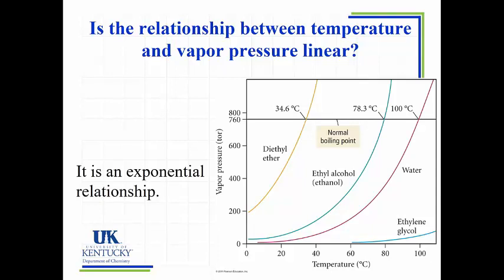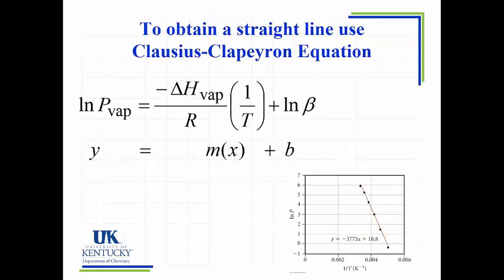But we can turn this relationship into a linear relationship with the natural log. If this is exponential, the inverse of that exponential function is a natural log function. So the way we turn this into a straight line is by using the natural log of those things. Now this is called the Clausius-Clapeyron equation, and this equation shows us that we can plot temperature and the natural log. Now, not just temperature, it's 1 over temperature.